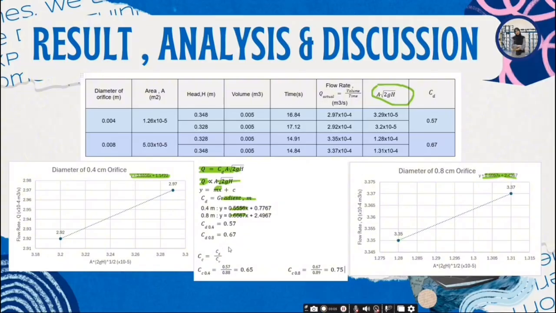Next, we're going to find Cc, which is our coefficient of contraction. By using the Cc formula, the coefficient of contraction equals the coefficient of discharge over the coefficient of velocity. So for the 0.4 cm orifice, Cc is 0.65, and for the 0.8 cm orifice, Cc is 0.7.